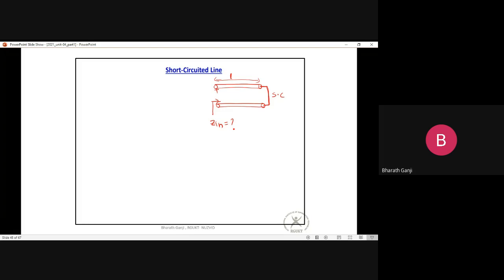According to network theory, what would it be? Zero. Zero, because short circuit implies that it is a zero impedance. So network theory dictates that it should be a zero impedance.